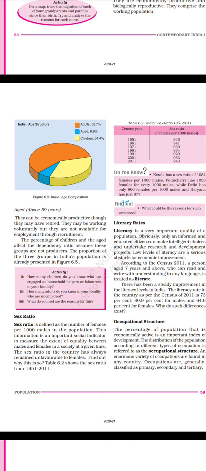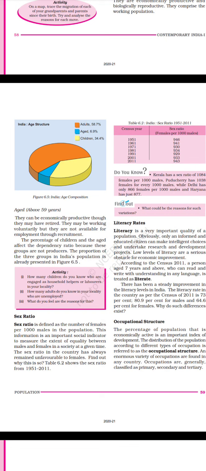Sex ratio. Sex ratio is defined as the number of females per thousand males in the population. This information is an important social indicator to measure the extent of equality between males and females in a society at a given time. The sex ratio in the country has always remained unfavorable to females. Find out why this is so. Table 6.2 shows the sex ratio from 1951 to 2011.